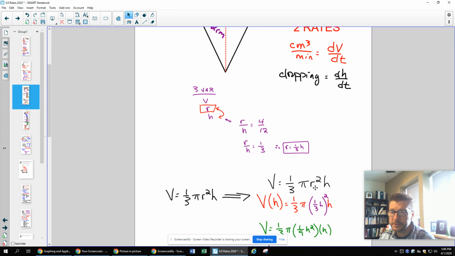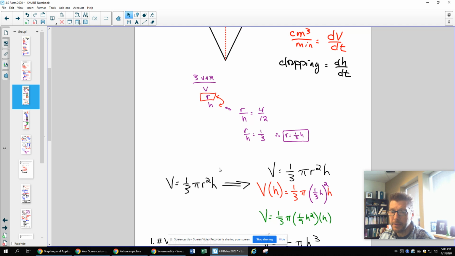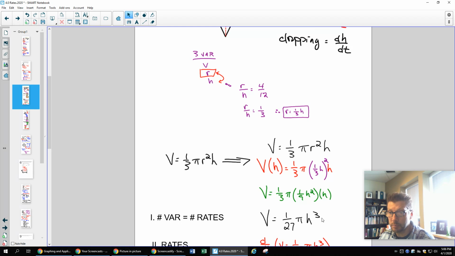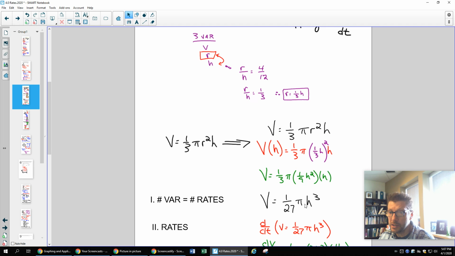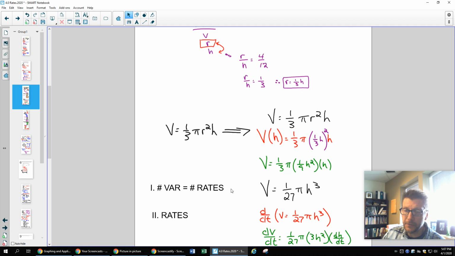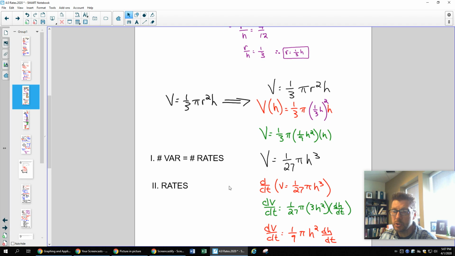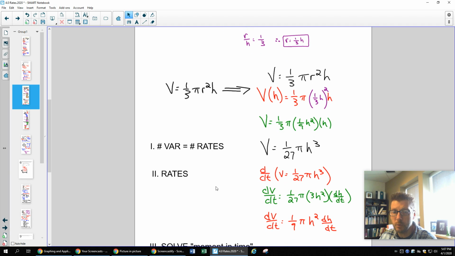Look at your formula: 1/3 pi r squared h. Put the 1/3 h right in for r. So it's 1/3 pi (1/3 h) squared times h. Now we're going to do a bit of math and simplify. (1/3 h) squared is 1/9 h squared. Going a little bit more math yet, h squared times h is h cubed, and 1/3 times 1/9 is 1/27. So we are finally at the first step that we have to have before we solve the problem: our number of variables equals our number of rates. We have volume and we have height.